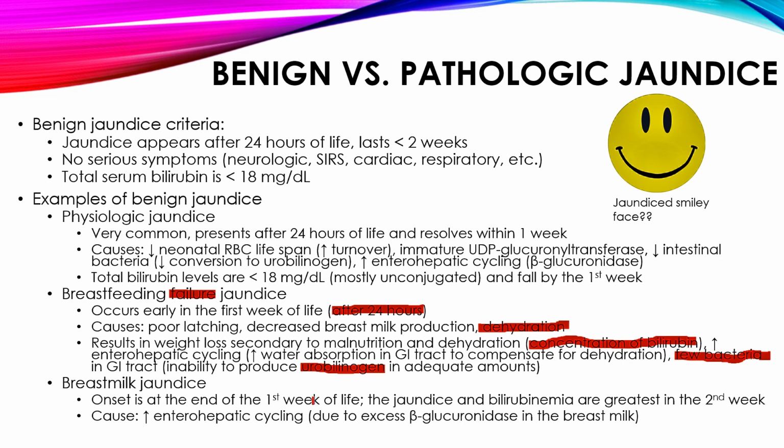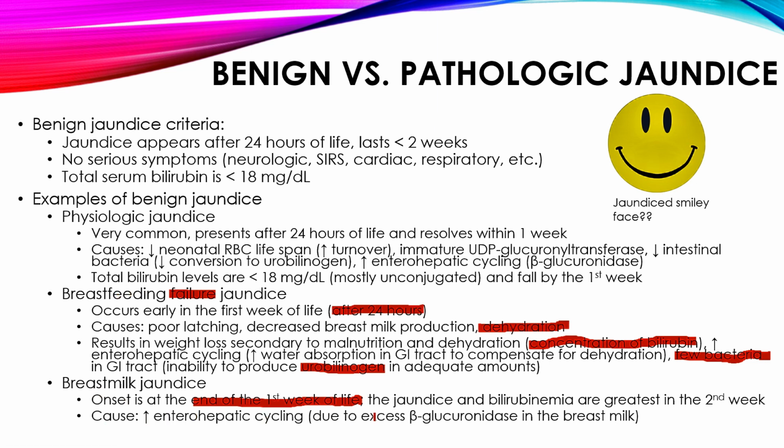So it starts at the end of the first week of life. The way to tell the difference is breastfeeding failure jaundice happens around day 3 to 5. Breast milk jaundice happens around day 7, end of the first week, and it extends into the second week of life. You see the jaundice and bilirubinemia are greatest in the second week. That's the biggest way to differentiate breast milk jaundice from breastfeeding failure jaundice. Everyone always gets these confused, so now you know the secret.